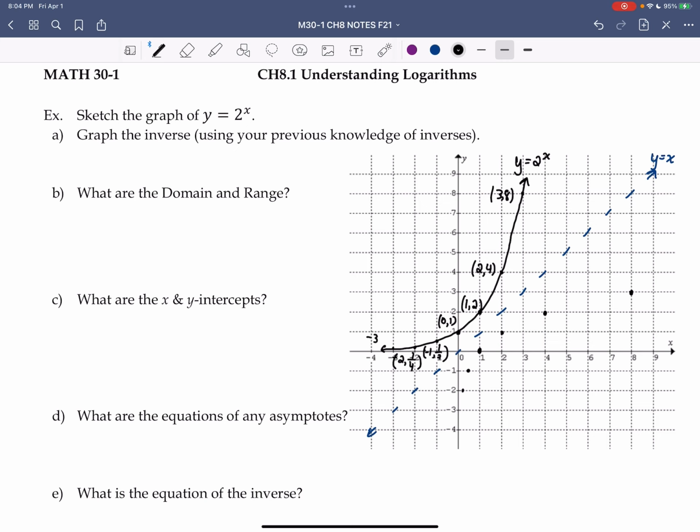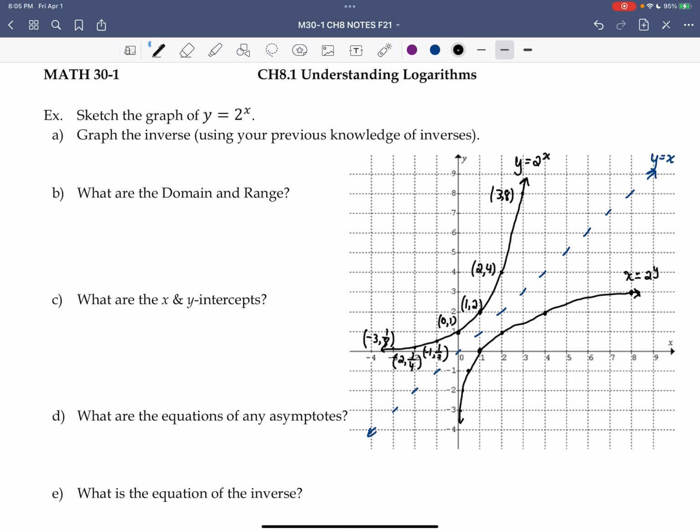And negative 3, 1/8 was the last point we plotted. Switch the x and y, that gives us 1/8 and negative 3. Attach those points together. And that's the graph of our inverse function, which would be x equals 2 to the power of y.